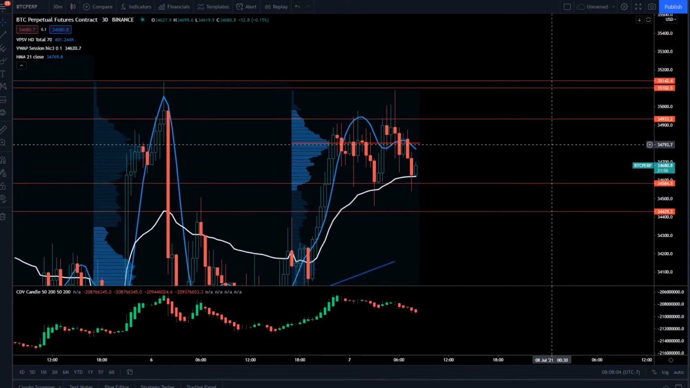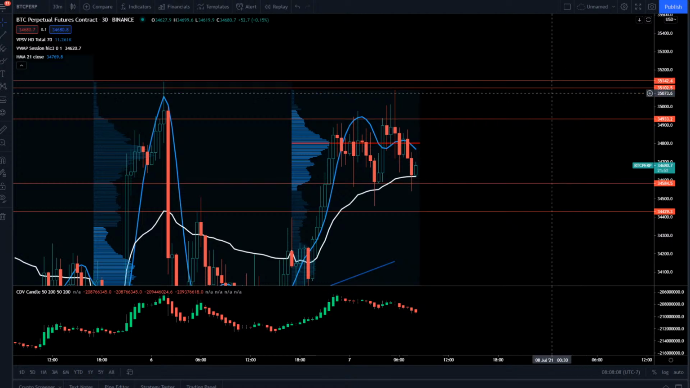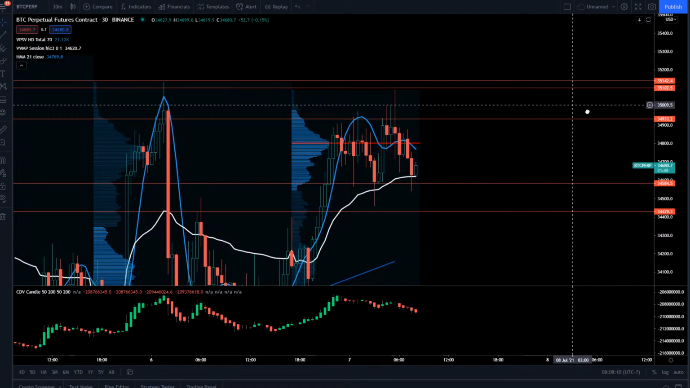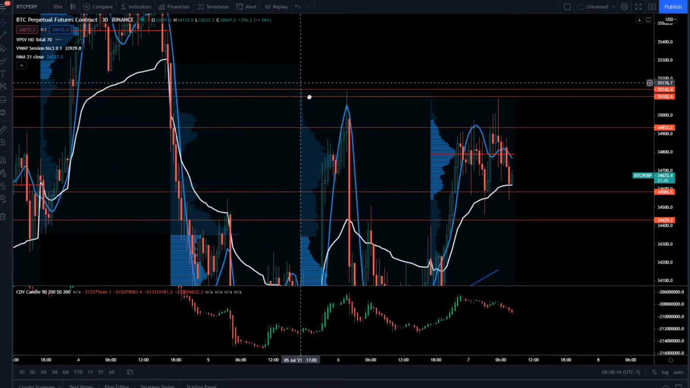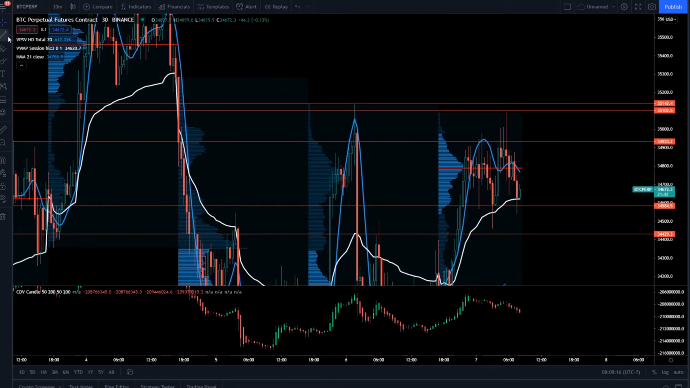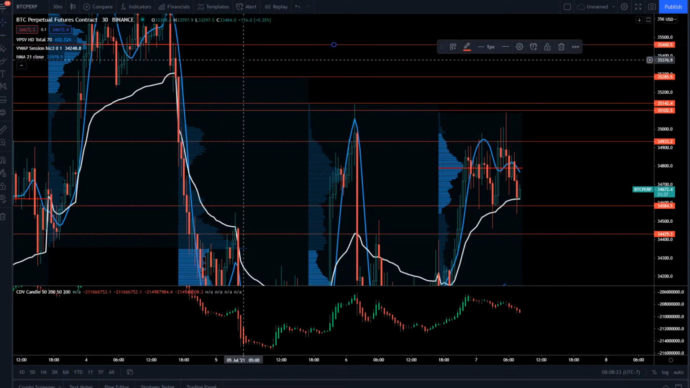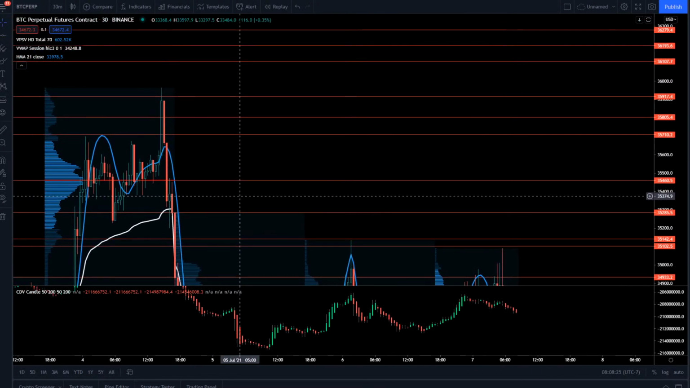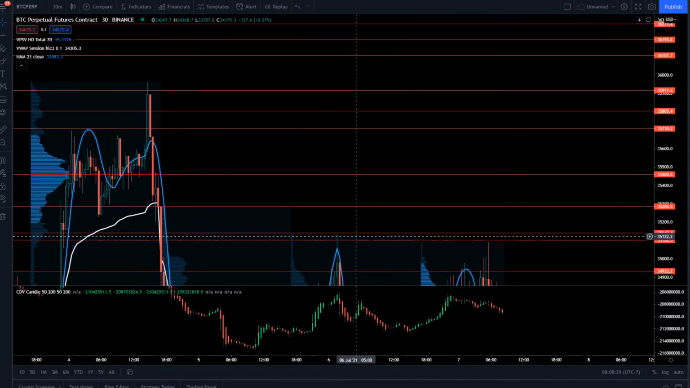All right, so this is the resistance zone that I was talking about, this 35,001 to 35,042. This is the resistance zone I was talking about in the Discord. And then above that, we're going to have these levels here. These are the levels that I'm watching above. But we have room to the upside.